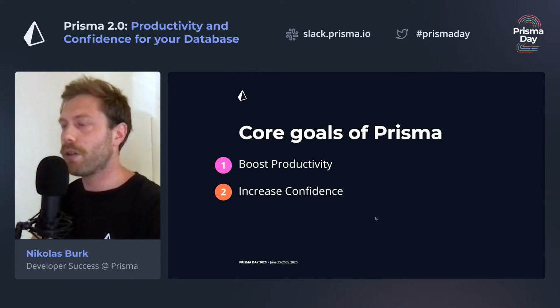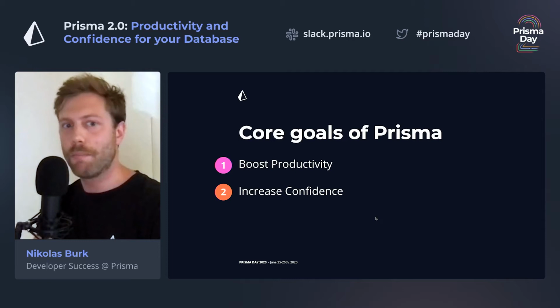The core goals of Prisma really are to boost productivity and increase confidence of application developers that are working with databases. And that's mostly because the approaches that I've shown on a couple of slides before often feel a little bit less productive for developers, or developers aren't quite sure that they're doing the right thing when they're using them. So the big question is, how can Prisma increase confidence and boost developer productivity at the same time? So let's look at a couple of things that contribute to this.